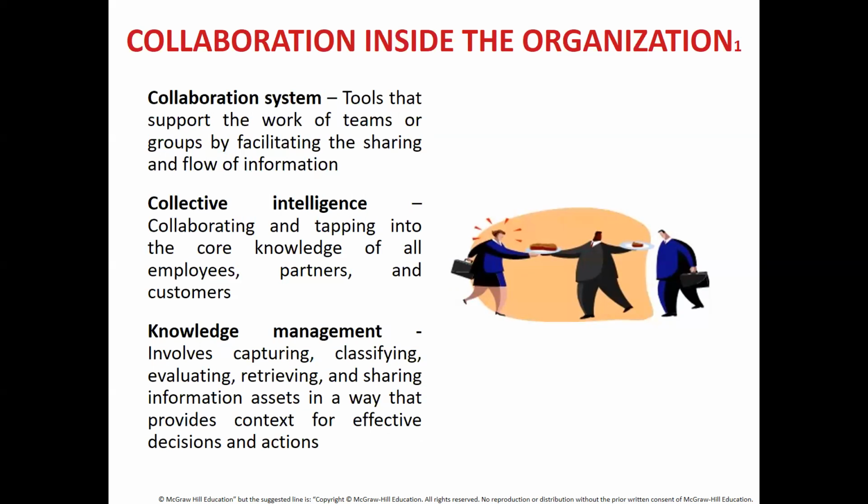Collaboration inside the organization. Collaboration systems are tools that support the work of teams or groups by facilitating and sharing the flow of information. Collective intelligence is collaborating and tapping into the core knowledge of all employees, partners, and customers. Knowledge management involves capturing, classifying, evaluating, retrieving, and sharing information assets in a way that provides context for effective decisions and actions. Now, knowledge management system supports the capturing, organization, and dissemination of information throughout an organization.